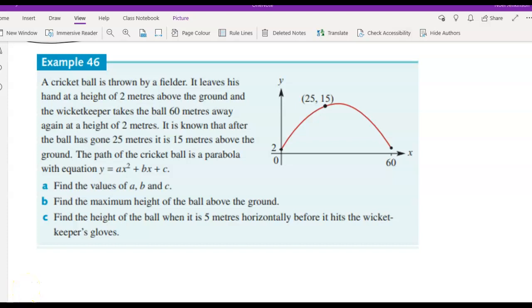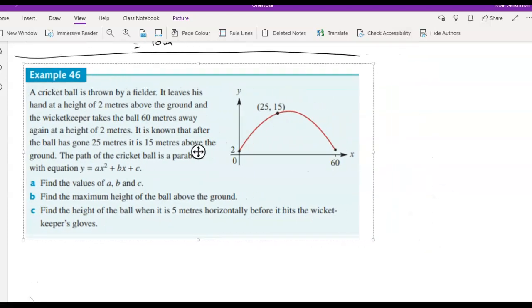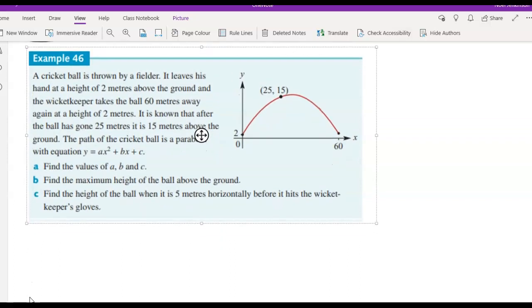Hi guys, here's example 2 of our quadratic models. This is for exercise 3L. This one again taken from the book, but it gives us a few things to talk about. So as you can see with this one, they've given us a situation and even a little graph, but we're going to draw our own graph to get a bit more detail. Cricket ball is thrown by a fielder. It leaves his hands at a height of 2 meters above the ground.